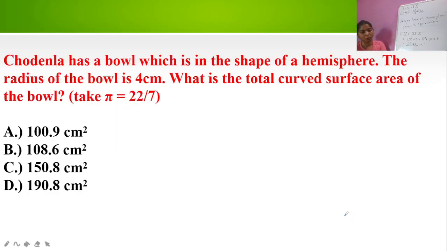Now students, there is one more question where I have given you options. Chodalna has a bowl in the shape of a hemisphere. The radius of the bowl is 4 centimeter. What is the total surface area of this bowl? You have to take the value of pi as 22/7. For the total surface area, we have 3 pi r square, right? So use this formula and tell me what is the correct answer.